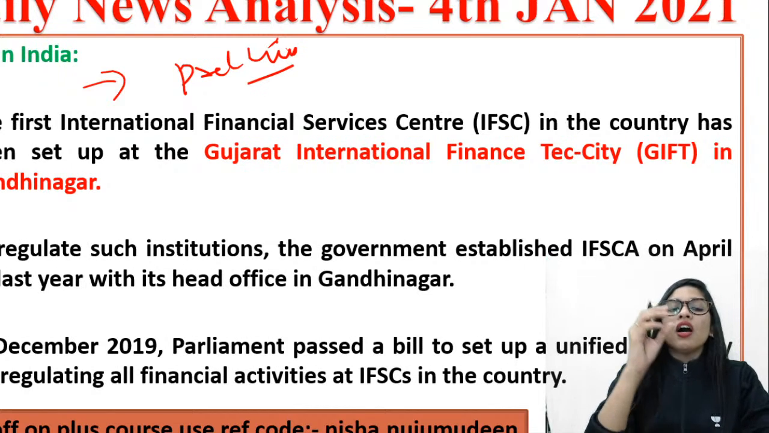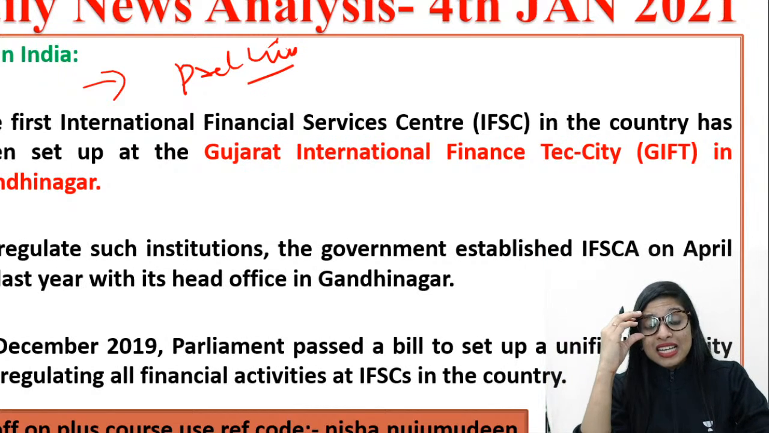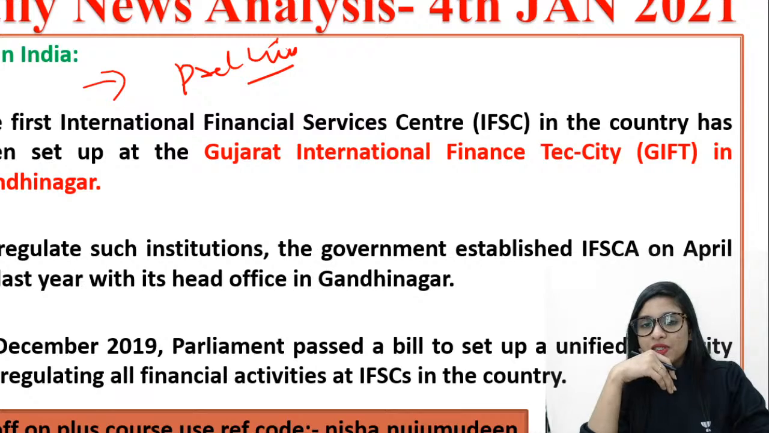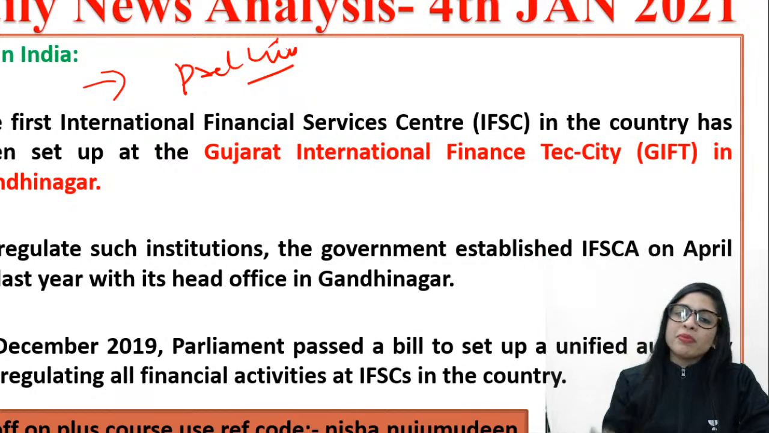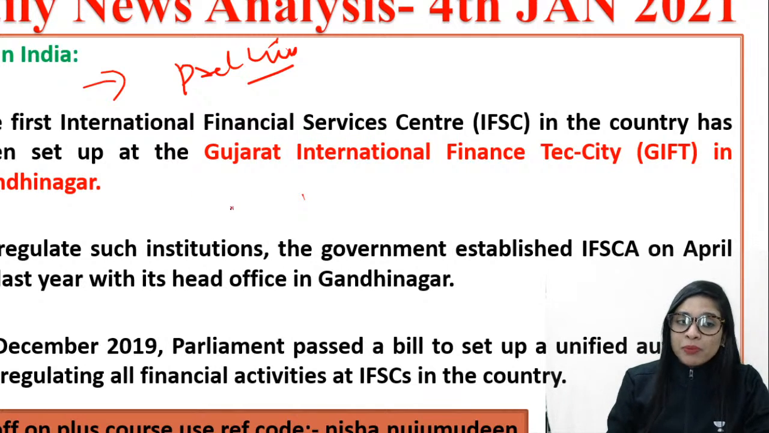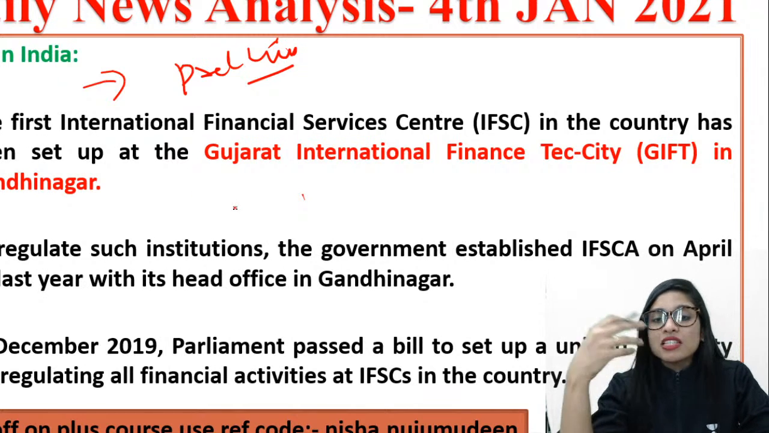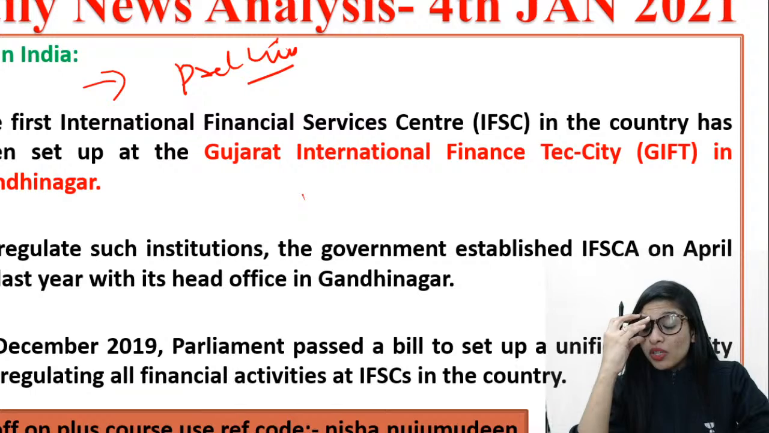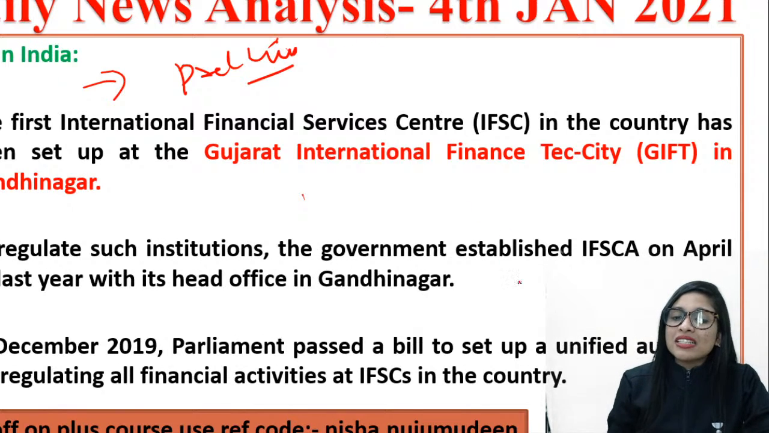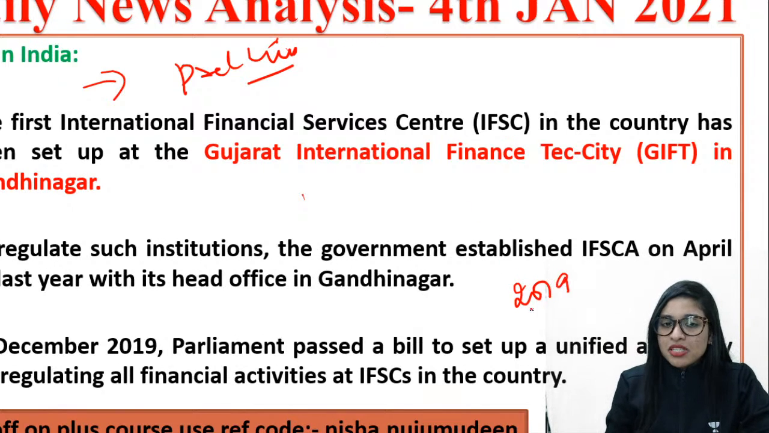What are they? The first International Financial Services Centre for our country. Where was it put up? None other than in the state of Gujarat, at GIFT, that is Gujarat International Finance Tec-City in Gandhinagar. The reason they put it forward is that they wanted to regulate such institutions. They did that on April 27 last year. In the year 2019 they established it, guys, and the headquarters is in Gandhinagar, Gujarat.